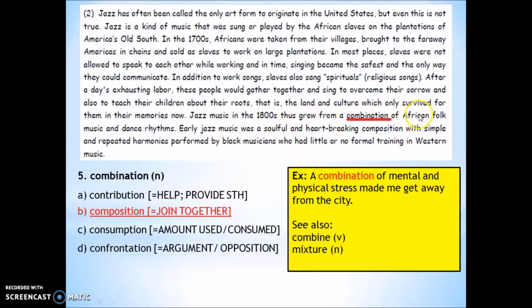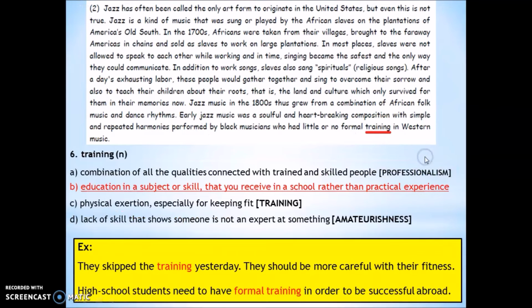Well, basically, African folk music and dance rhythms were combined. So jazz music had a combination of them. Good. Next one, training. In this question, I try to make you aware of the fact that they're different.